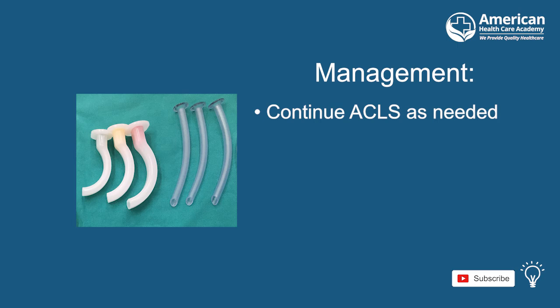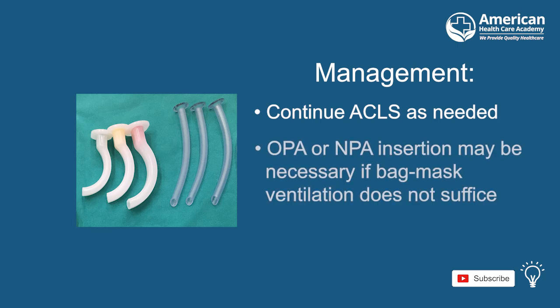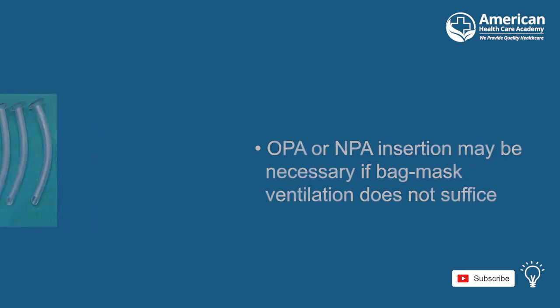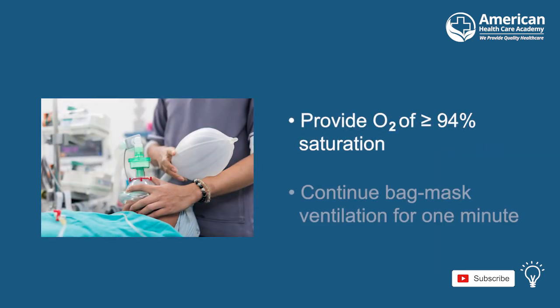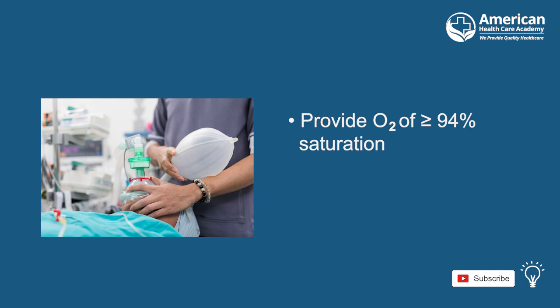If you see that bag mask ventilation is not adequate, then you will need to insert either an oropharyngeal, OPA, or nasopharyngeal, NPA, airway. Next, administer oxygen and maintain a saturation of greater than or equal to 94% on pulse oximetry. Continue bag mask ventilations for 1 minute.